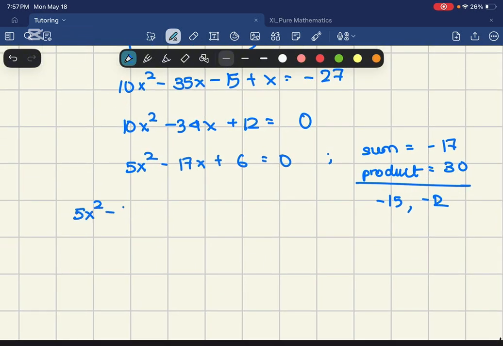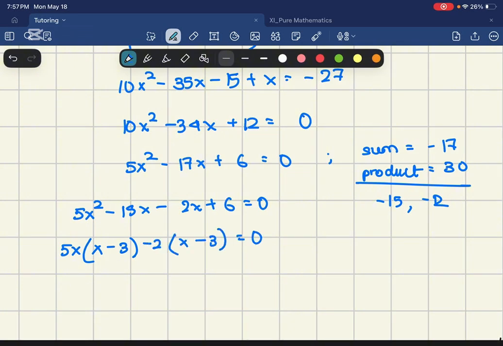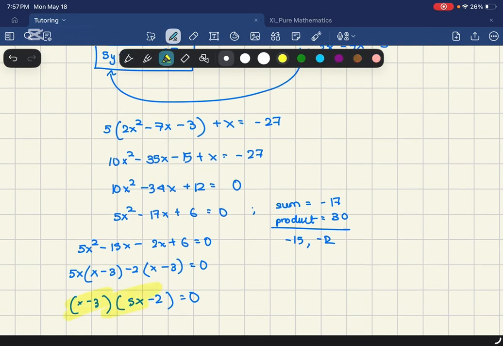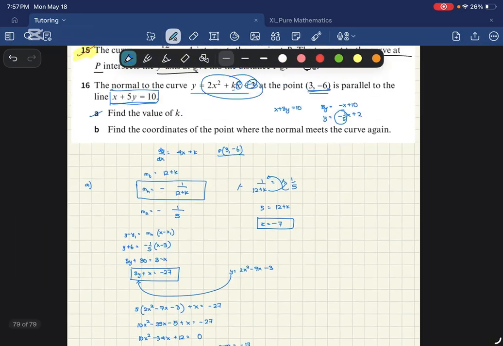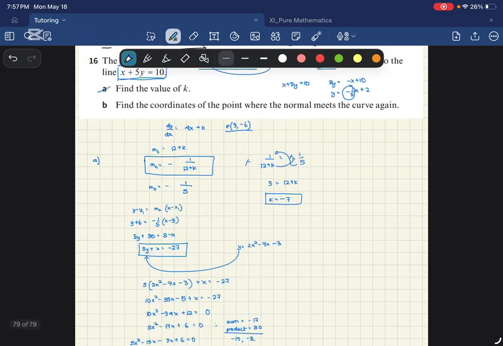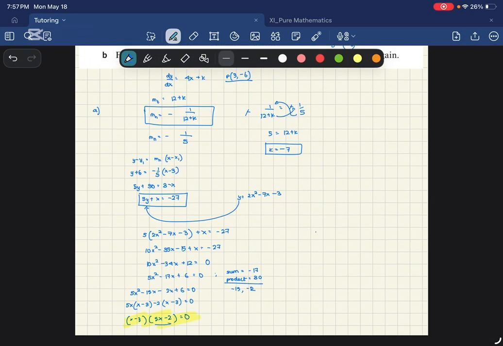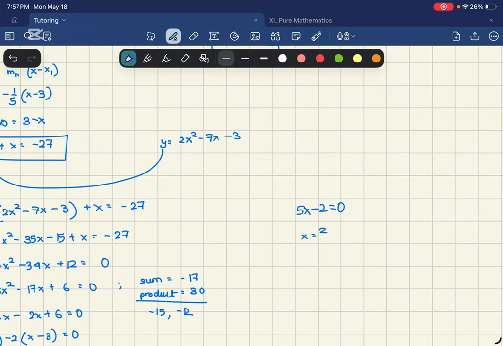So 5x squared minus 15x minus 2x plus 6 is 0. You factor out a 5x, you get x minus 3. You factor out a minus 2, you get x minus 3 as well. And so it's going to be (x minus 3)(5x minus 2) equals 0. So we already know x is equal to 3. We already know this point. So we will solve for the other point. So 5x minus 2 is equal to 0. X is going to be 2 over 5.